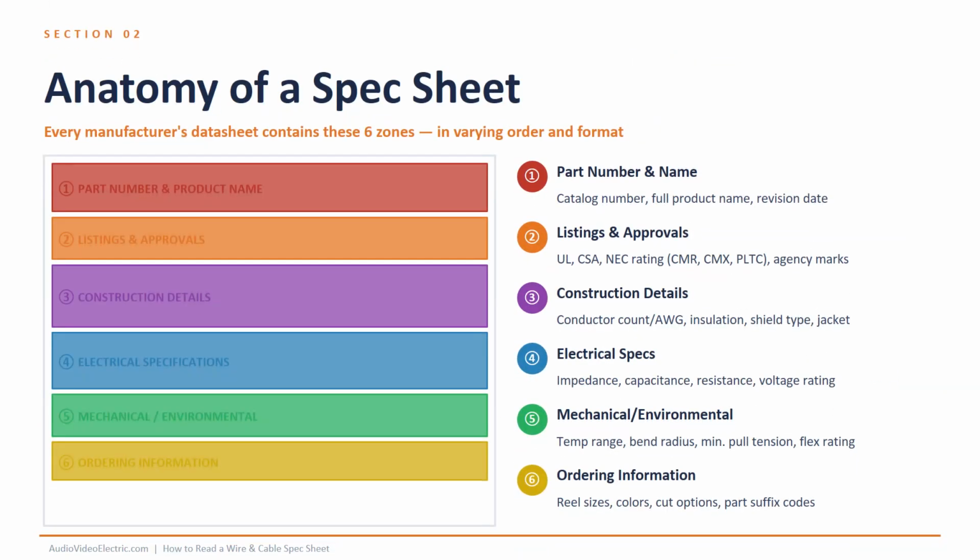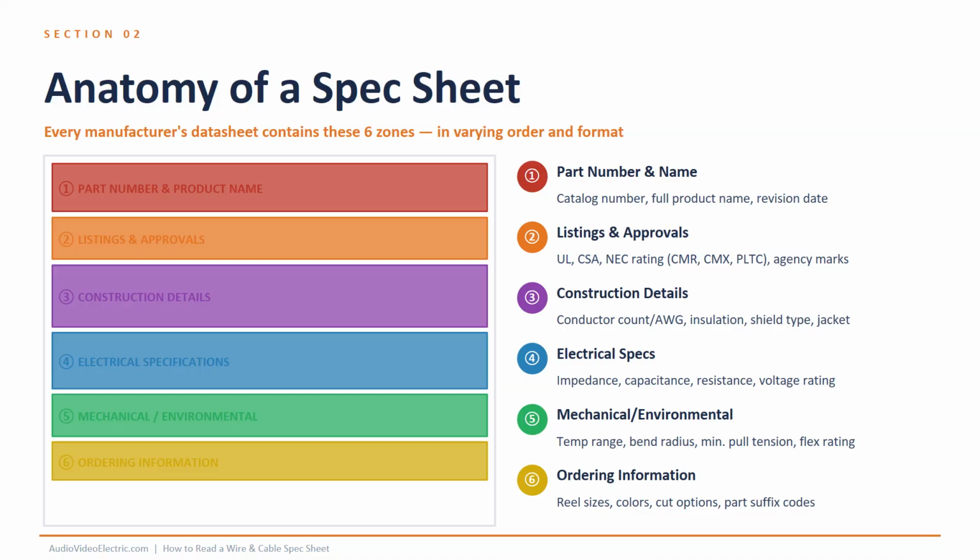Every manufacturer's datasheet contains these 6 zones in varying order and format: part number and product name, listings and approvals, construction details, electrical specifications, mechanical and environmental details, and ordering information. The part number and name include the catalog number, product name, and revision date. Listings and approvals cover UL, CSA, NEC rating, and agency marks.